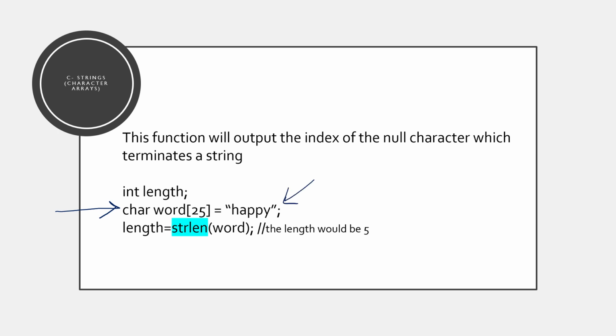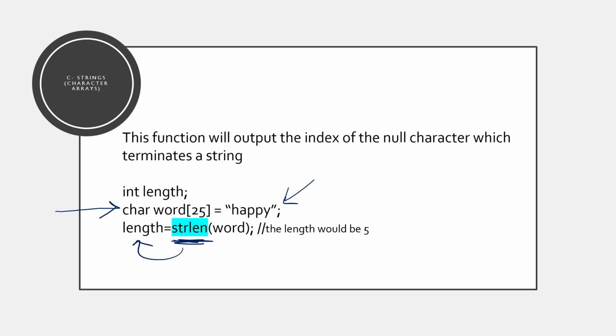So there is extra allocated memory in case we wanted to replace it with a larger word later. The null character would be at index 5 because even though it takes up 6 spaces, the index starts at 0. So H is at index 0, Y is at index 4, so the null character would be at index 5, and the string length function is going to return back the length.